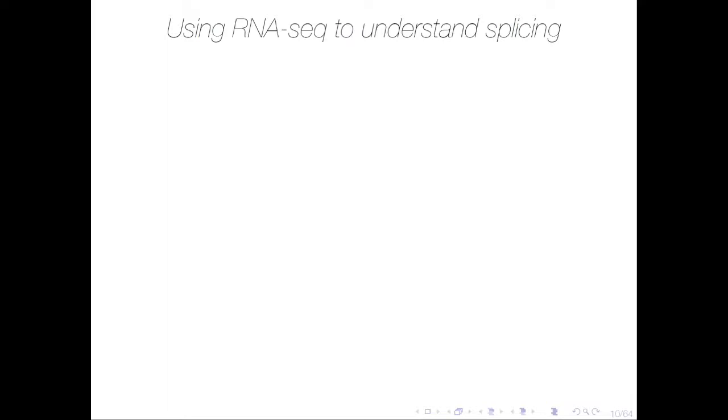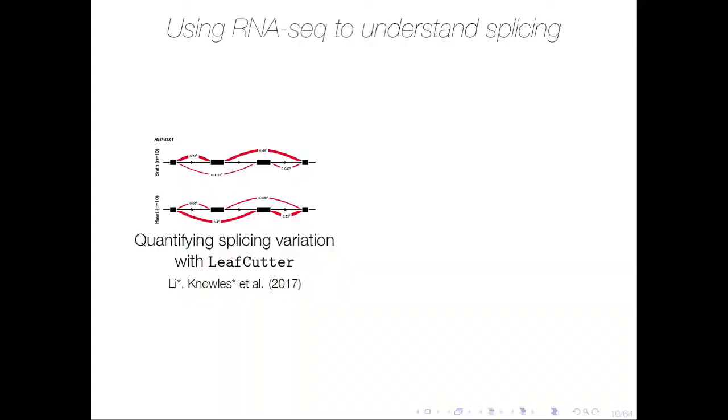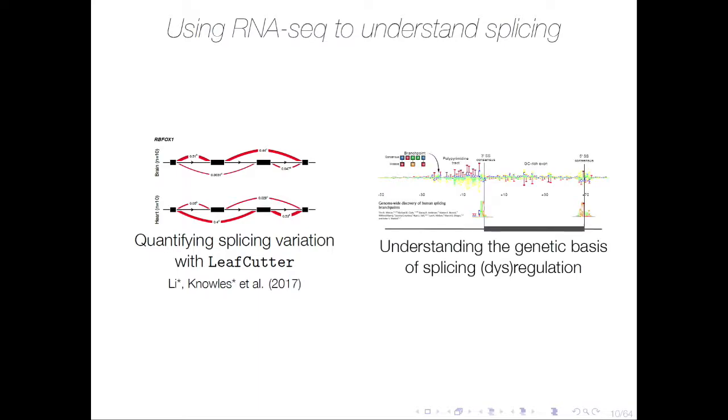So the projects I'm going to talk about today both use RNA sequencing to try and better understand splicing variation and its role in human disease. The first is an algorithm we developed called Leafcutter, which quantifies splicing variation from short-read RNA-seq, and this was published last year in Nature Genetics. And then I'll talk about ongoing work trying to better understand the genetic basis of splicing dysregulation.